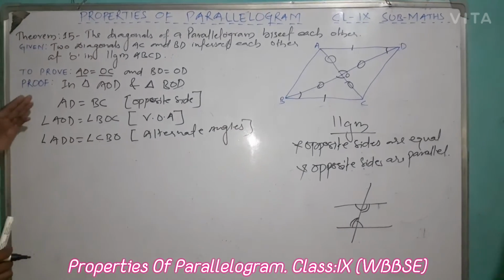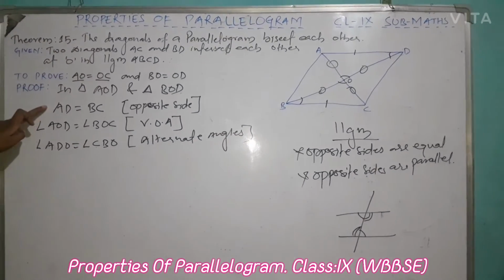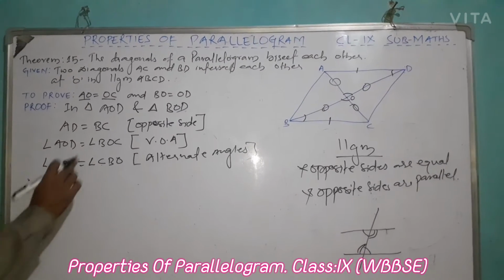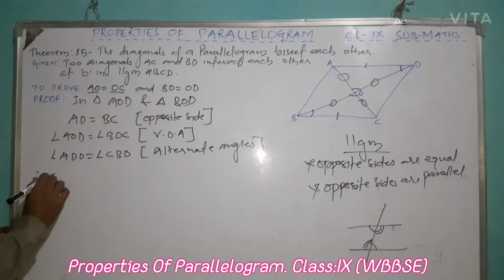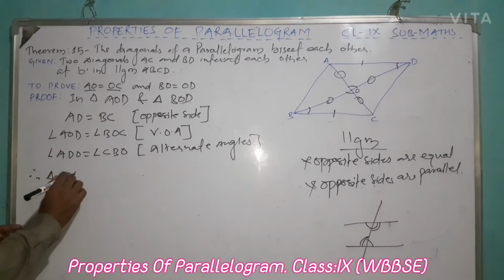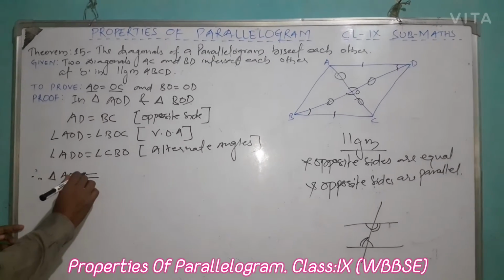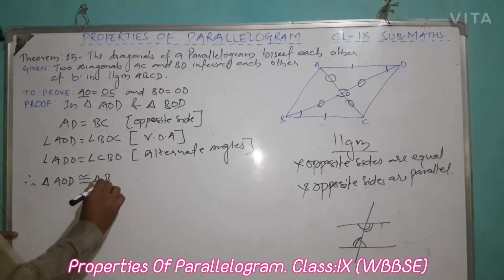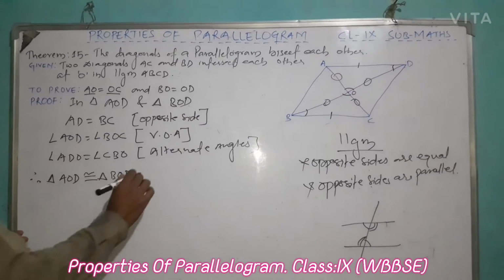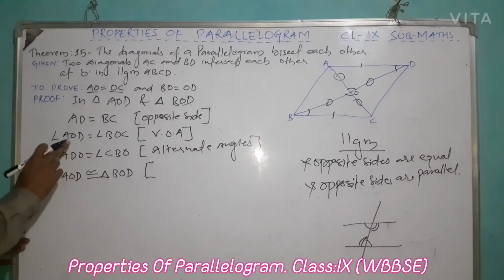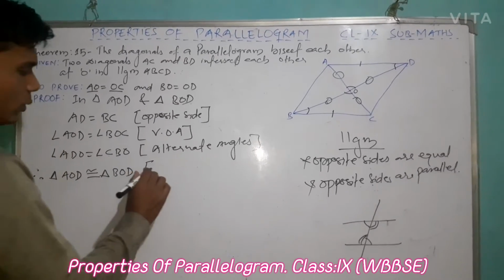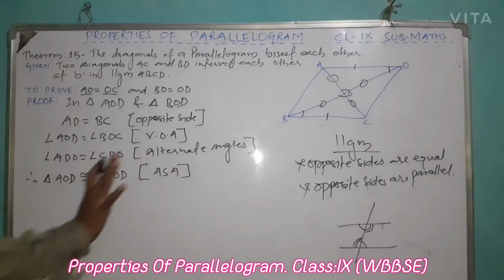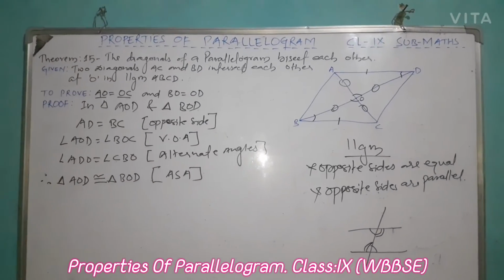So we have the three points, 1, 2, 3. That means we have one side and two angles. Therefore triangle AOD is congruent to triangle BOC. By which rule are they congruent? We have two angles and one side, so we say angle side angle. Clear? We have been able to prove that these two triangles are congruent.